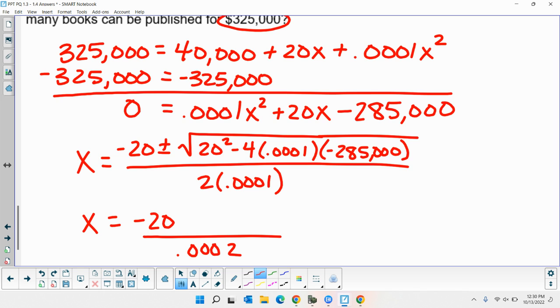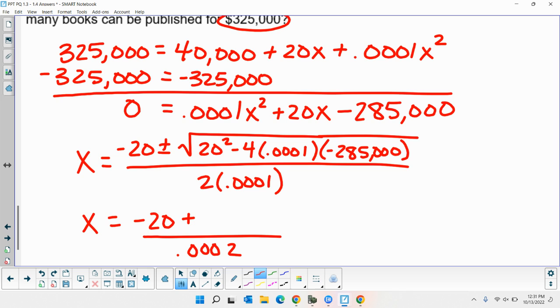Now, let's think about this. This is negative 20 plus or minus. If I subtract a number from a negative number, what kind of number do I still have? Negative. Can I publish a negative number of books? No. I can only publish a positive number of books, right? So I just need to do the addition part here to figure this out.